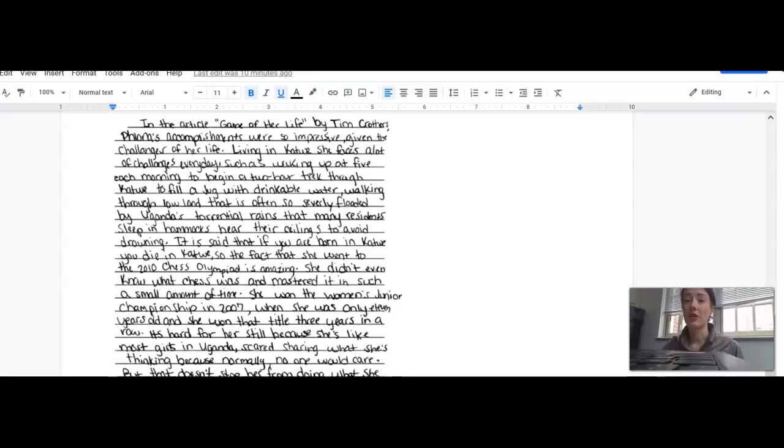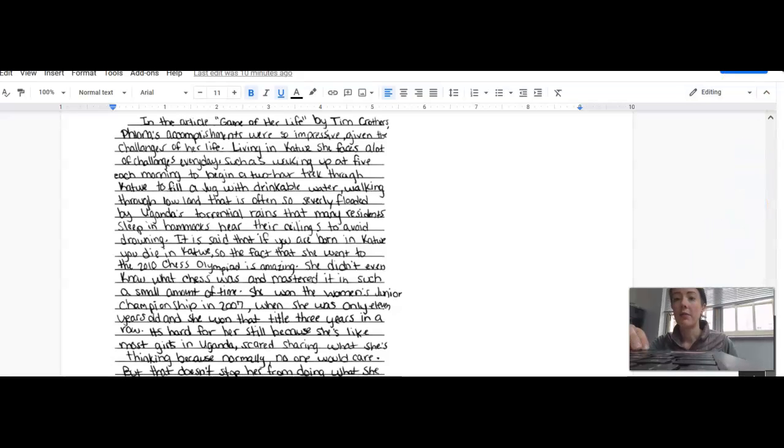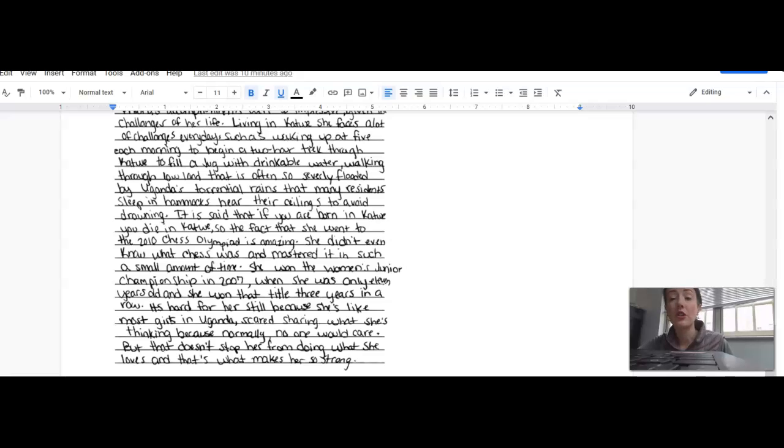She didn't even know what chess was and mastered it in such a small amount of time. She won the Women's Junior Championship in 2007, when she was only 11 years old, and she won that title 3 years in a row. It's hard for her still because she's like many girls in Uganda, scared of sharing what she's thinking because normally no one would care. But that doesn't stop her from doing what she loves, and that's what makes her so strong.